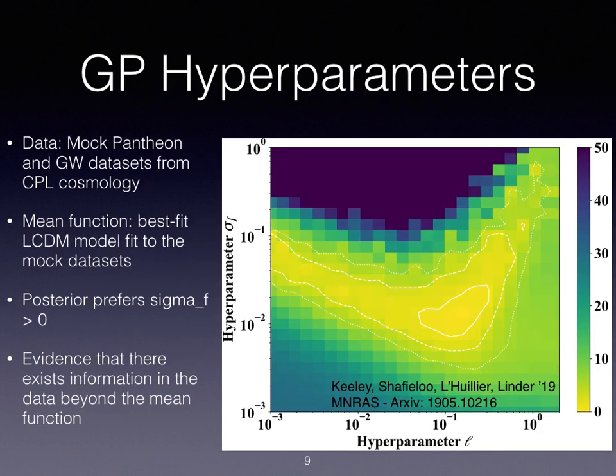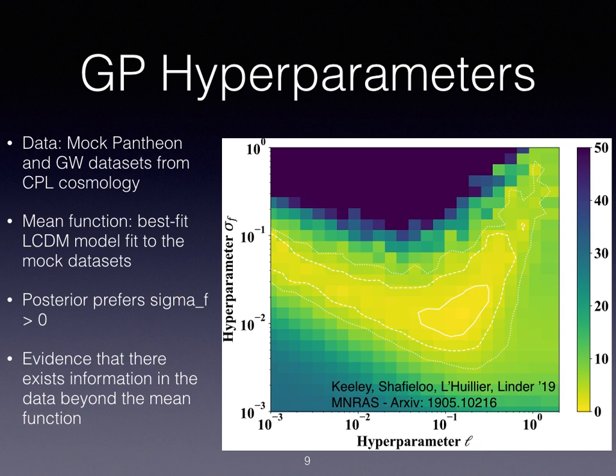We have demonstrated how these sorts of tests work on mock future gravitational standard siren datasets alongside mock Pantheon supernova datasets, where we're able to detect systematics, whether those systematics were indicative of some cosmology beyond LCDM being true, or biases in redshift estimation. In this figure in particular, we are showing the posterior of GP hyperparameters calculated from mock Pantheon and gravitational wave datasets. Each of these datasets is generated from a CPL cosmology, and the mean function for the GP is taken to be the best fit LCDM cosmology to the two datasets. Thus, we should be able to see a preference for non-zero sigma f if the two datasets are precise enough.